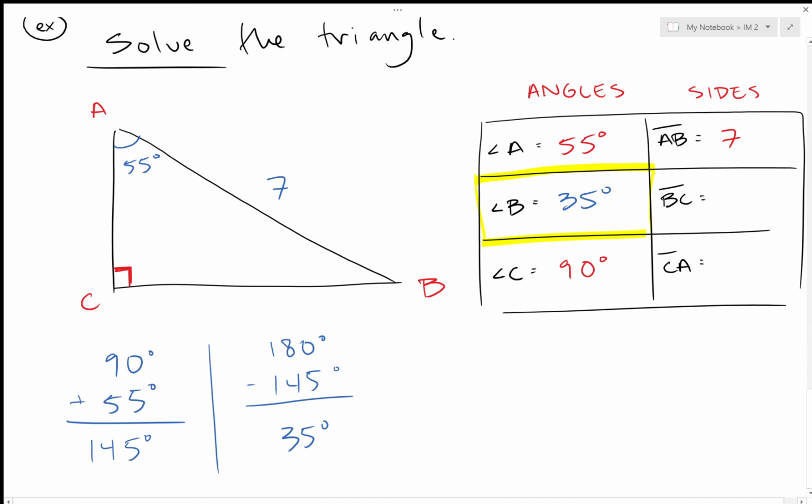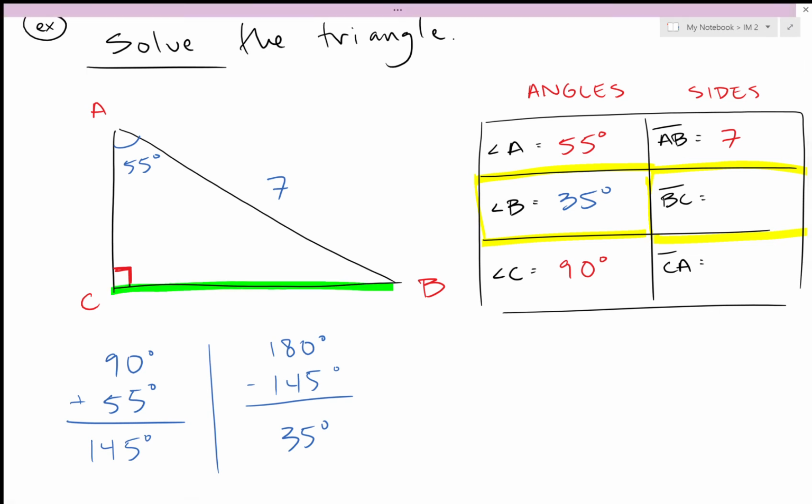All right, found all the angles. Let's find the sides. And again, it doesn't matter which one you find first. Order really doesn't matter. So let's go ahead and say BC. Let's find BC right now. So I'm going to mark off BC. BC on the picture is this one. I don't know what it is, so I could give it a letter or a variable, whatever you want to call it. So let's call that X.